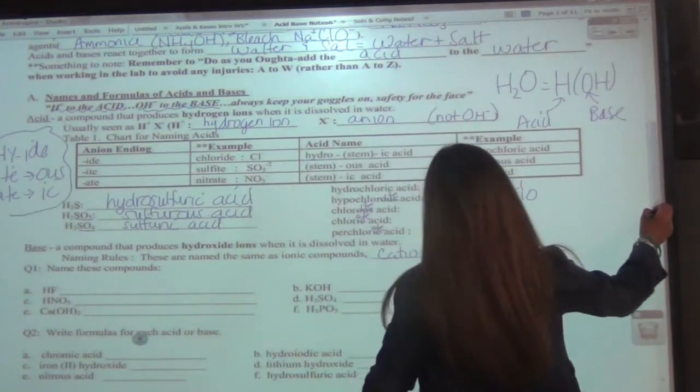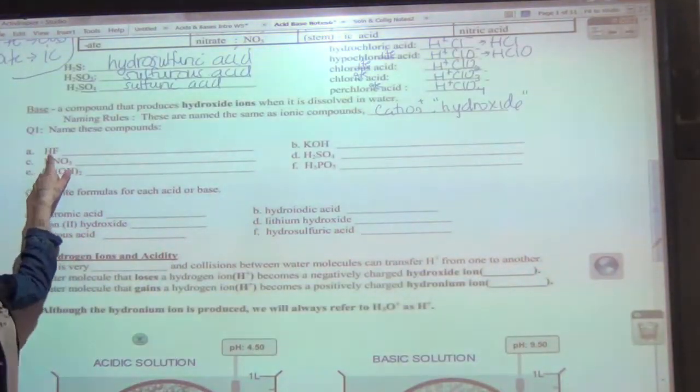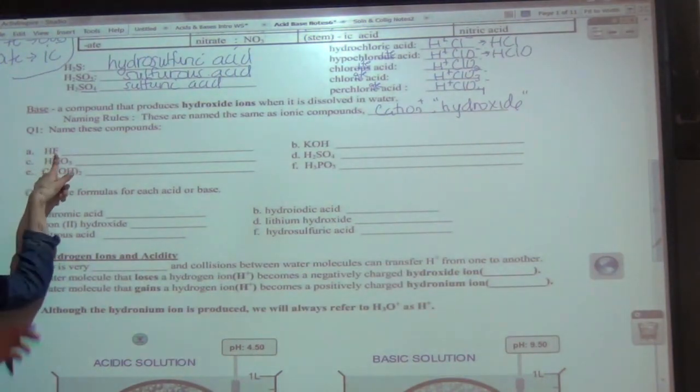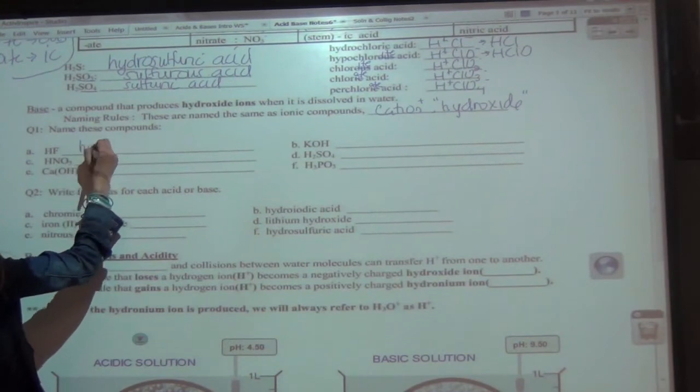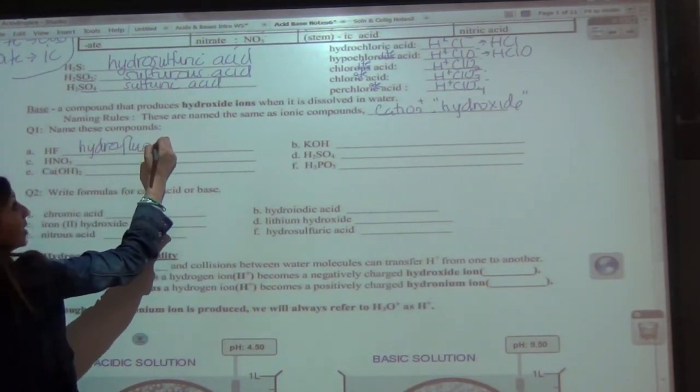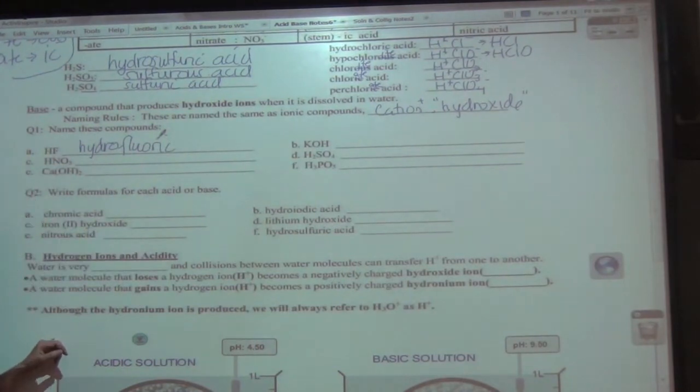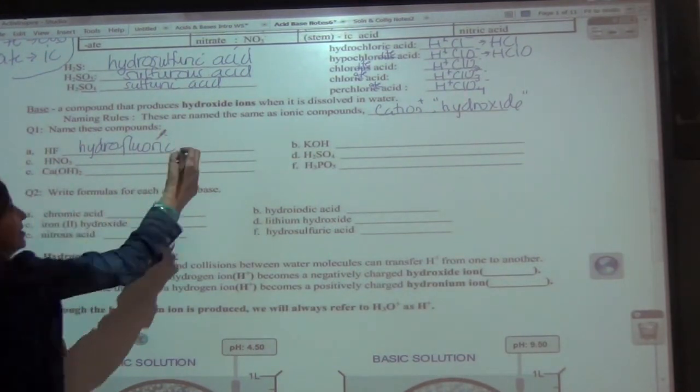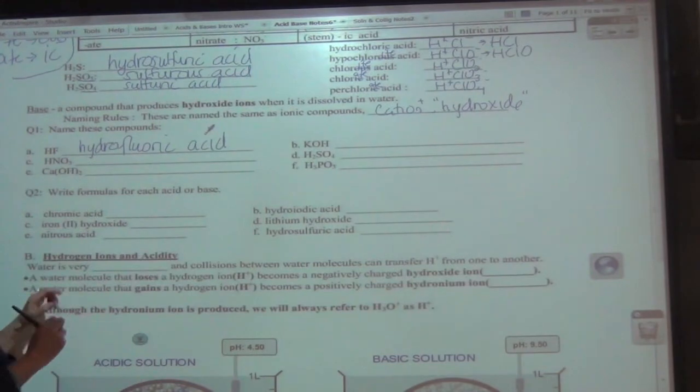Some of them are acids and some of them are bases. Okay, so let's start off with this. So in the back, we've got HF. No polyatomic ion, which means it starts with hydro, and keep going. Hydro what? Hydrofluoric. Perfect. And because it starts with an H, we're going to call it acid. Very nice. Awesome. Next one.